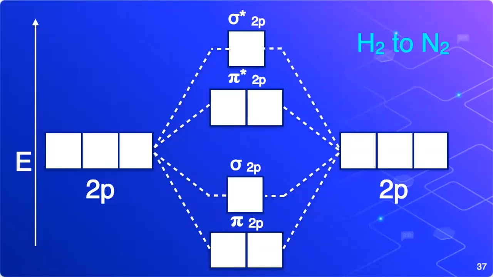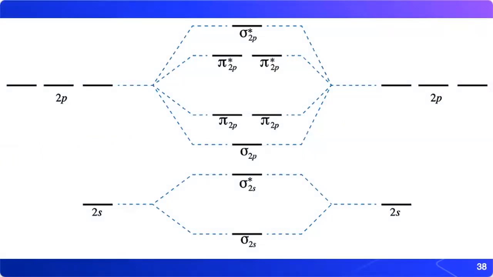Let's have an example. For example, we have oxygen. So oxygen is 1s2, 2s2, 2p4.